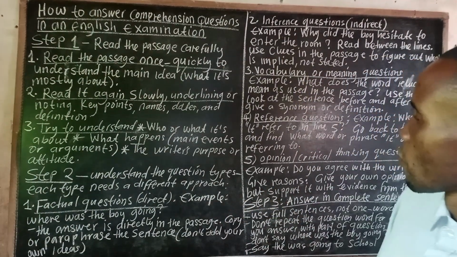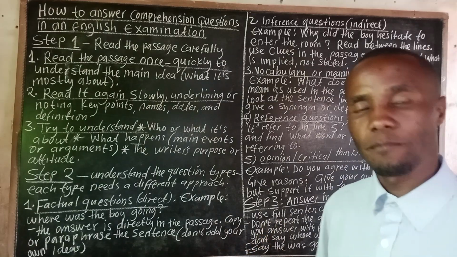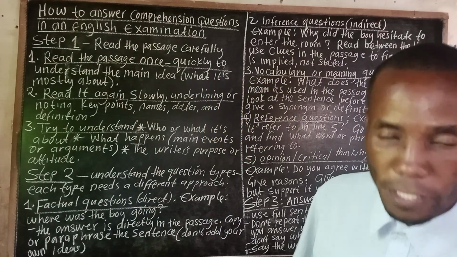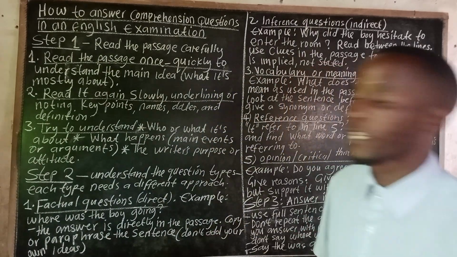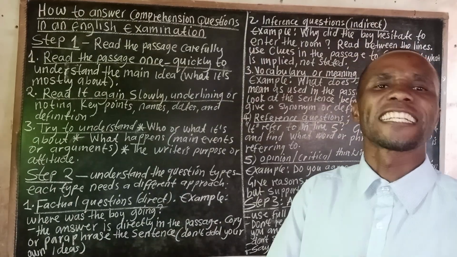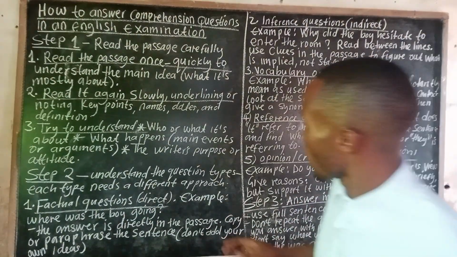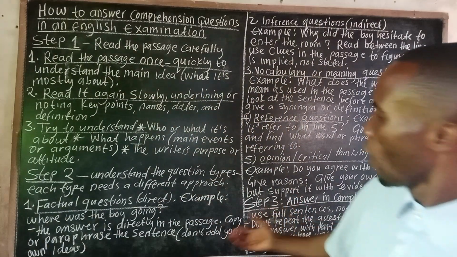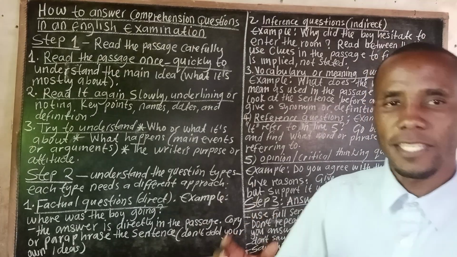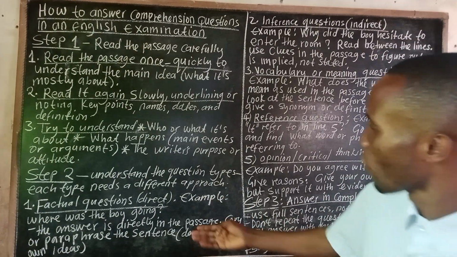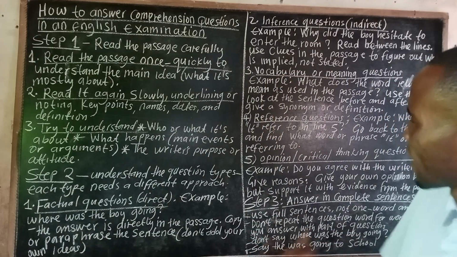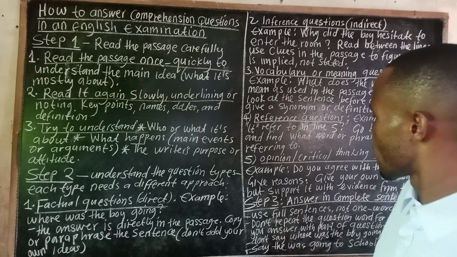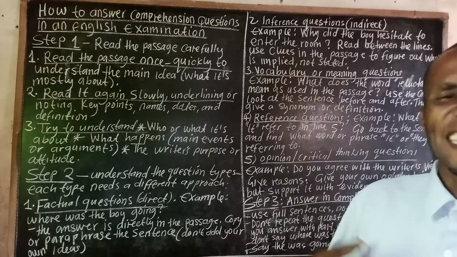Step two. The first type of question that comes under the passage is factual questions. These are direct questions. That's why I've enclosed the word direct there. For example, where was the boy going? That is just an example of the question. Now the answer is directly in the passage. Copy or paraphrase the sentence. Do not add your own ideas.